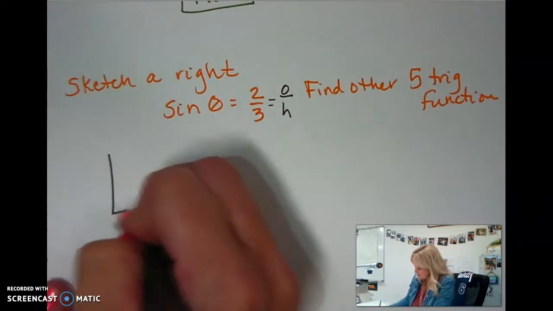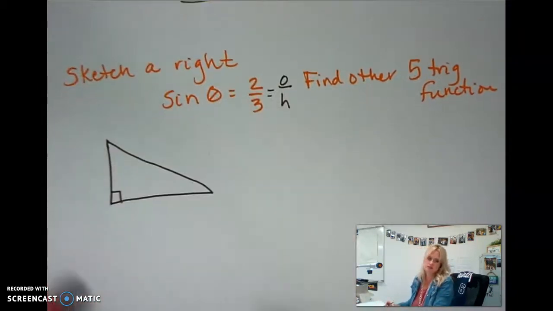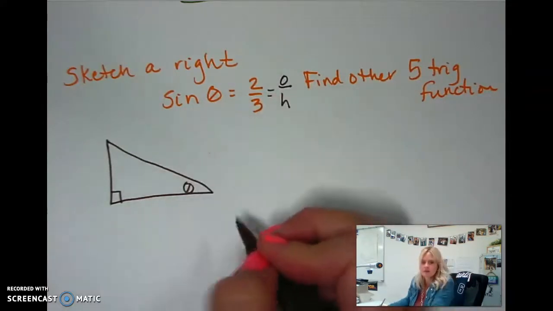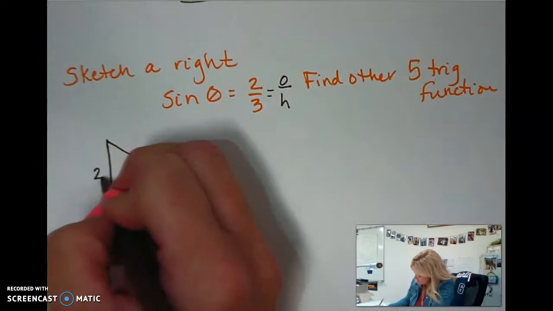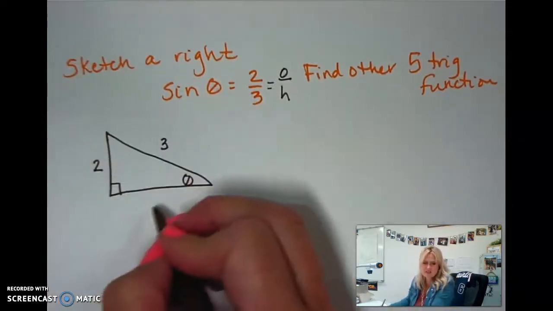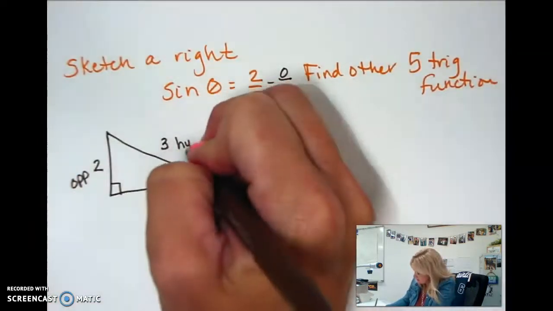So if I make, and this is always a right triangle, this is right triangle trig, so there's always a right triangle. Again, you need to declare where your theta is. So if theta is here, opposite is here, hypotenuse is here. I still have to find my adjacent. So there's my opposite and my hypotenuse.